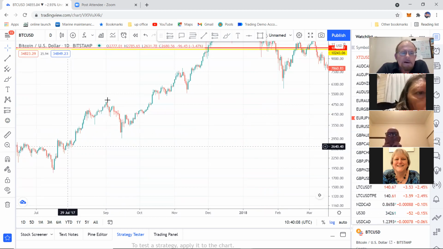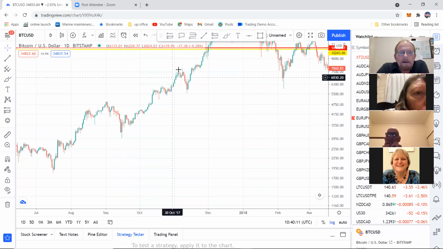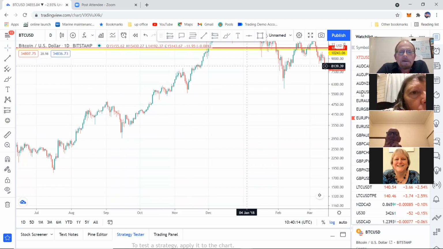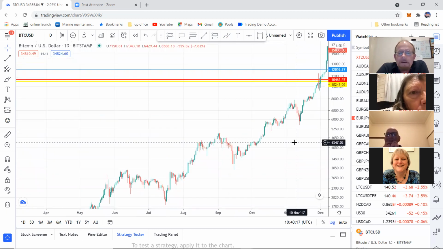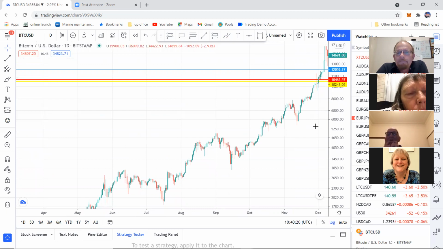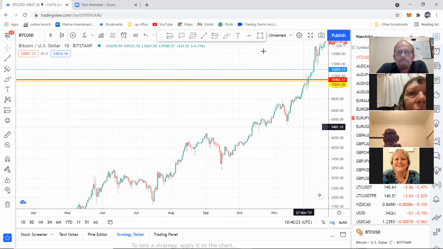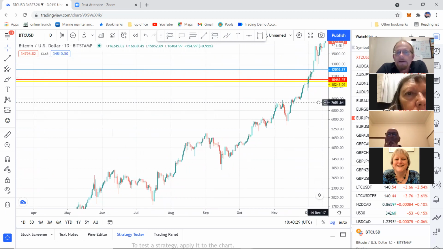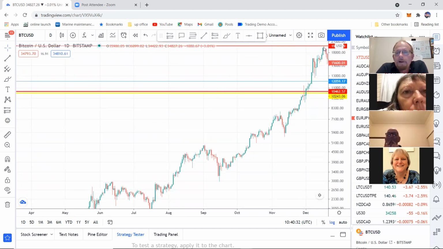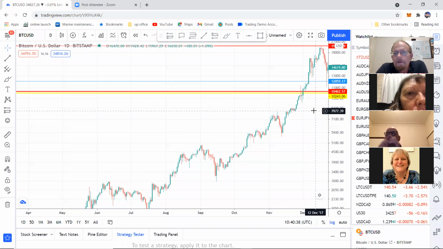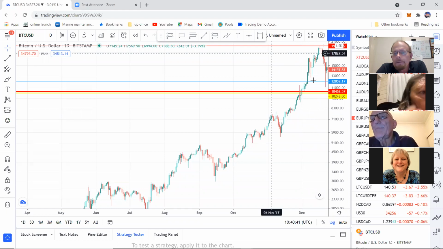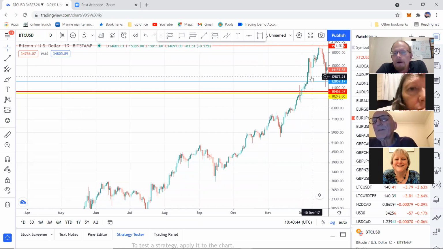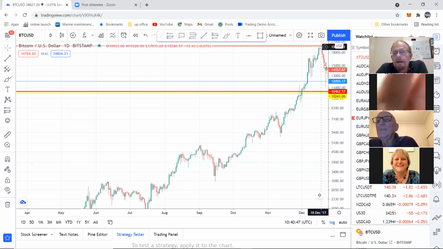Lower low, higher high, higher low, higher high, higher low. Let's just have a look here. Higher low, higher high. Higher high, maybe a higher low there. Now we've got a higher high. Remember, this is where our higher low was. Oops. Look what's just happened. We went from a higher low, higher high, and now we've got a lower low.